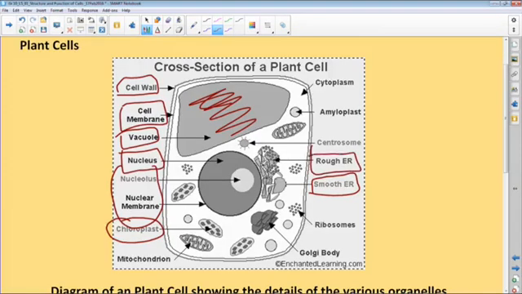And then, of course, you get your rough and your smooth ER, same as the other ones, and your ribosomes. Now, those are just the quick. You need to know all of those. I was just recapping so that you understand which is which.